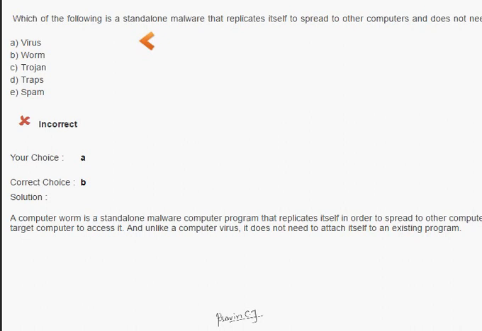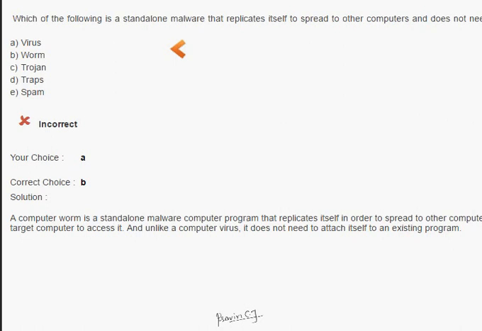The next question: which of the following is a standalone malware that replicates itself to spread to other computers and does not need to attach itself to an existing program? That question is regarding network security. A worm has the ability to replicate itself. The answer for this question is a worm.